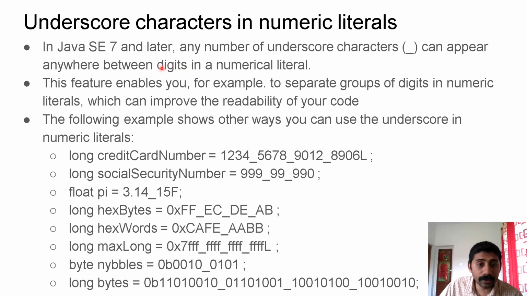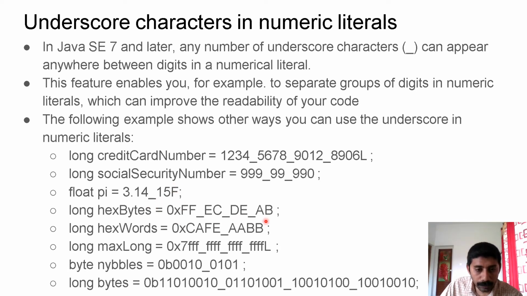They can be added only between digits. That point you have to remember. Here we have some examples. See, credit card number, I am separating each part with an underscore. And at the end, I am adding one L to indicate that this is a long value. Okay, so even for Aadhaar number, whatever things you want to represent like this, you can use this underscore just to enhance the readability. 3.14 with underscore, in this way, this is allowed.